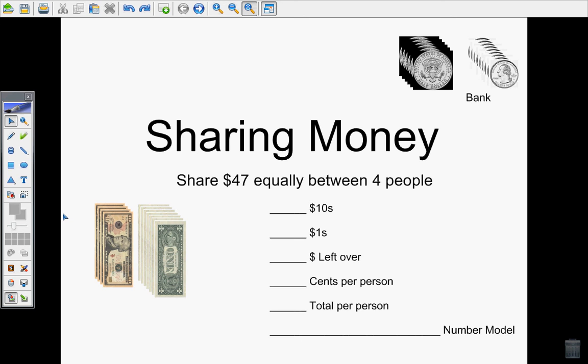Today we're going to be talking about sharing money. It's a relatively simple task if you think about drawing a picture first and think about how you can break dollars up into quarters, dimes, nickels, and pennies. So in this first problem I have $47 that I want to share equally amongst 4 people.